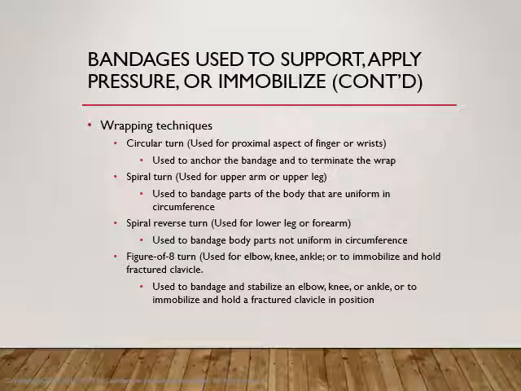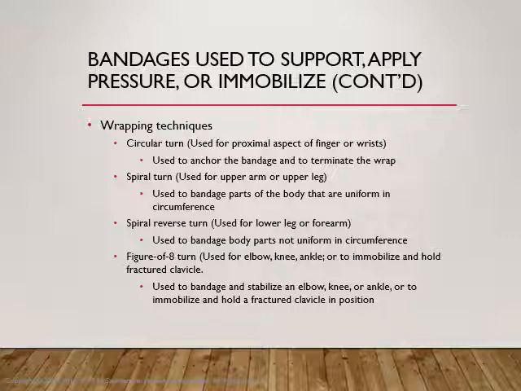Wrapping techniques. Circular turn, used for proximal aspect of finger or wrist, used to anchor the bandage and to terminate the wrap. Spiral turn, used for upper arm or upper leg, used to bandage parts of the body that are uniform in circumference.